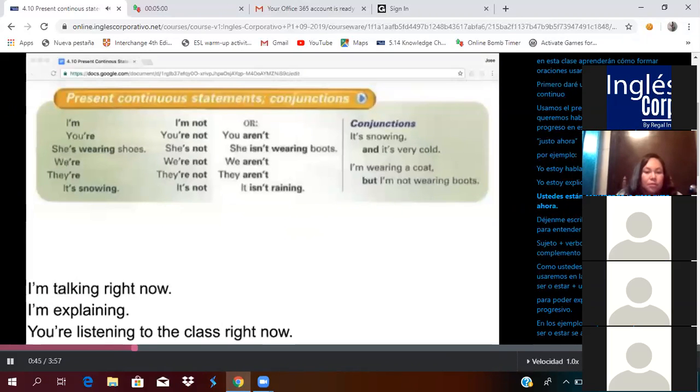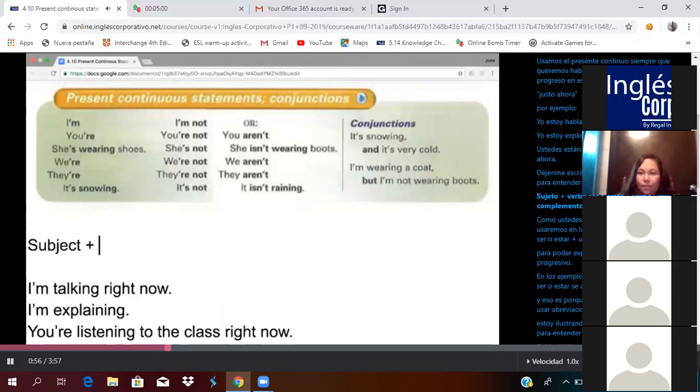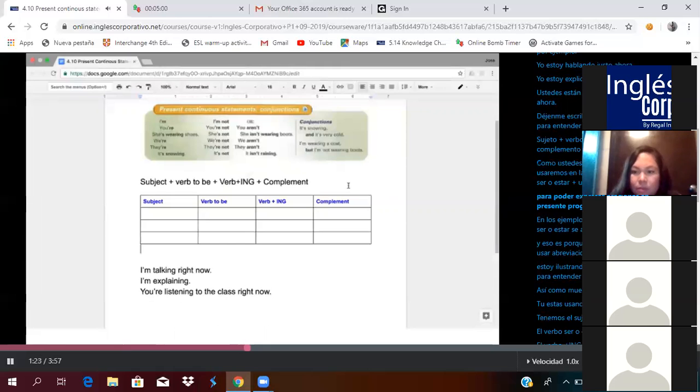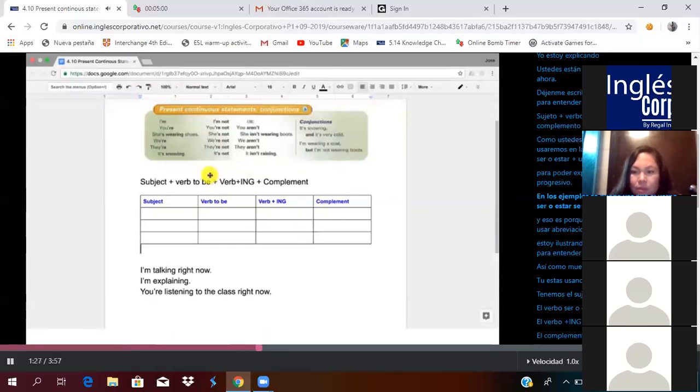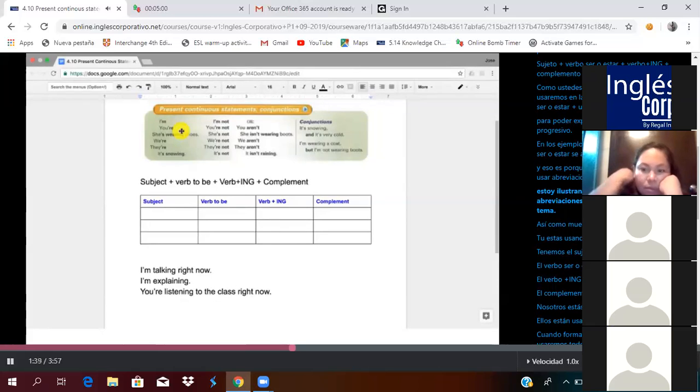Let me write a quick formula in order to understand how to form these statements. Subject plus verb to be plus the verb plus ing plus some kind of complement. As you can see on the chart, we use the subject of the sentence plus the verb to be plus the verb in its ing form plus some complement in order to express sentences in the present progressive. In the examples, the verb to be is contracted, because when spoken, we typically use contractions. I'm illustrating the chart without the contractions to better understand the topic.